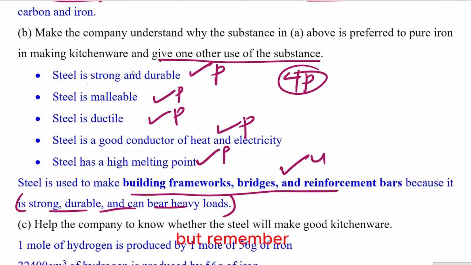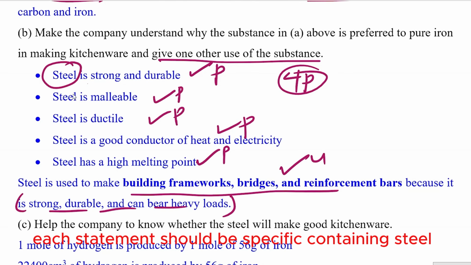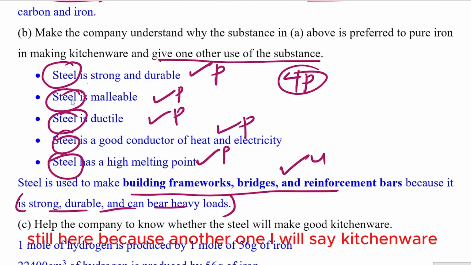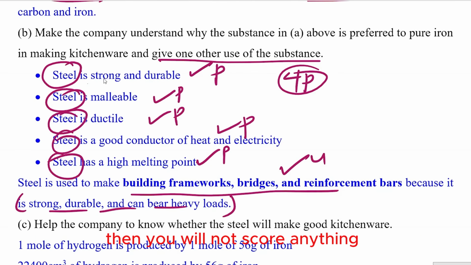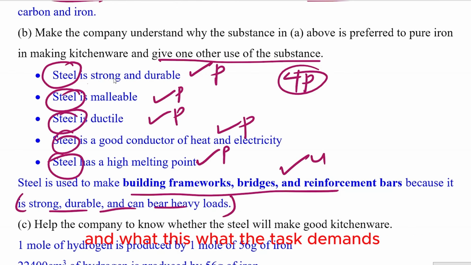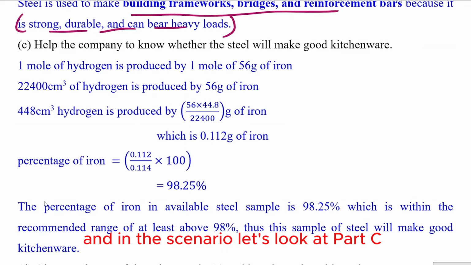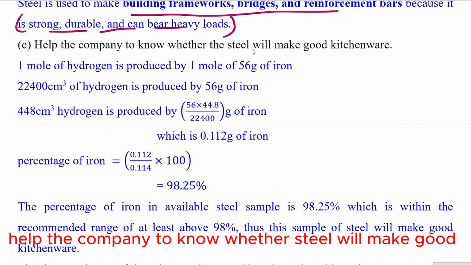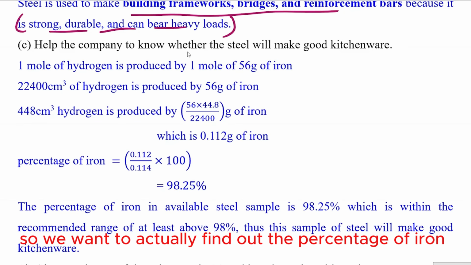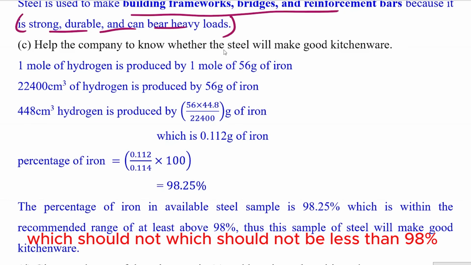That use there. But remember, each statement should be specific, containing steel here, because if I say kitchenware, then you will not score anything. Make sure that the statement contains the keyword that is in the task and what the task demands and in the scenario. Let's look at part C. Help the company to know whether steel will make good kitchenware. So we want to find out the percentage of iron, which should not be less than 98%.